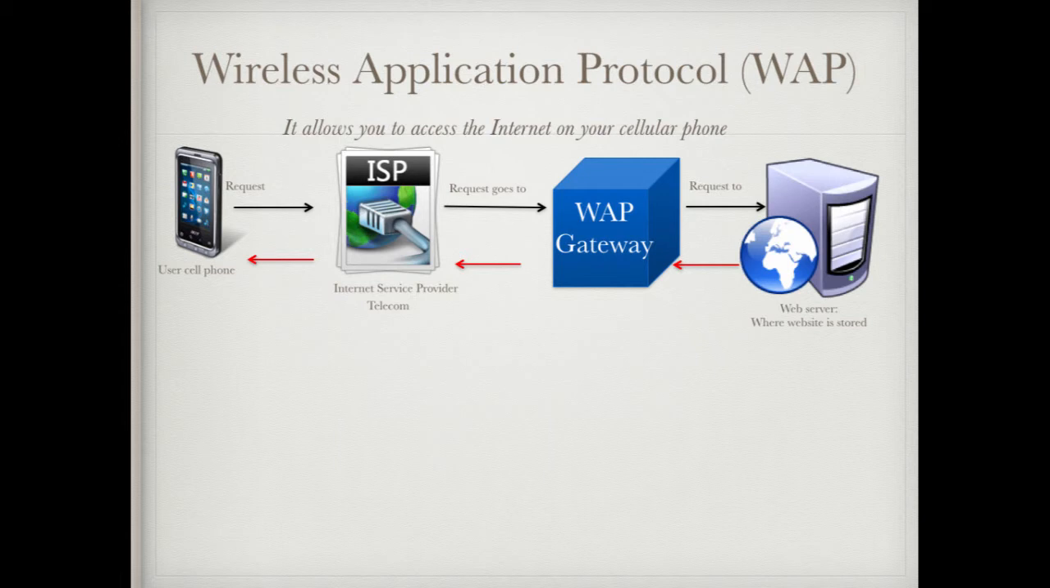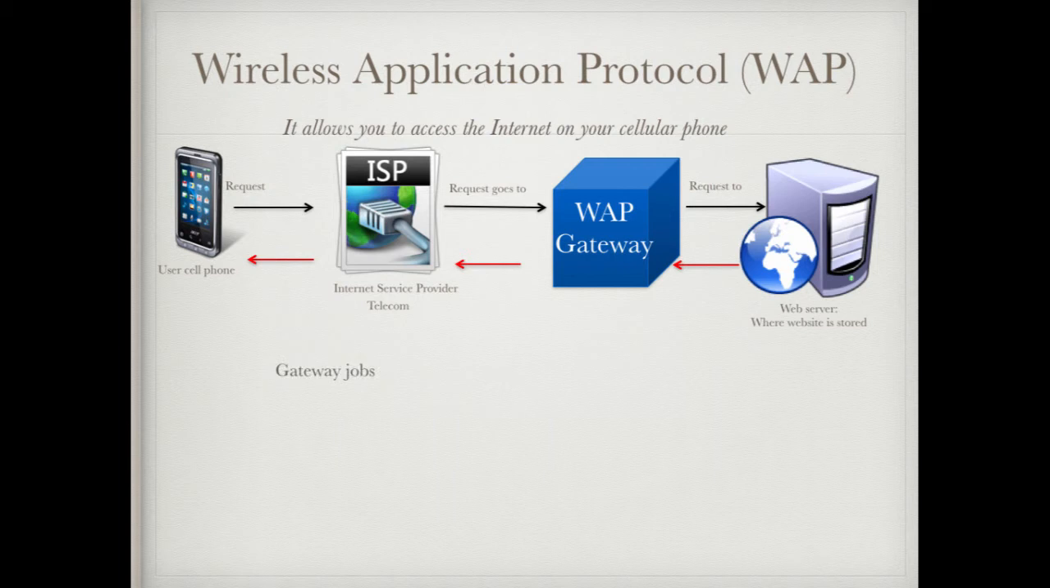Wireless Application Protocol is a group of communication protocols to make a standard way for mobile devices to access and display the Internet. Here is how it works. The mobile device makes a request to the user's Internet service provider. This request goes through what is called a WAP gateway.